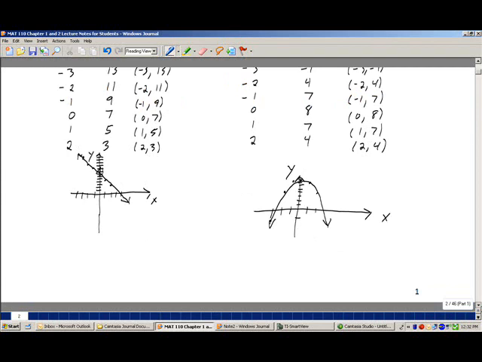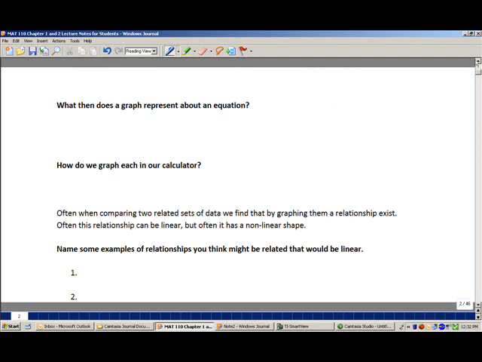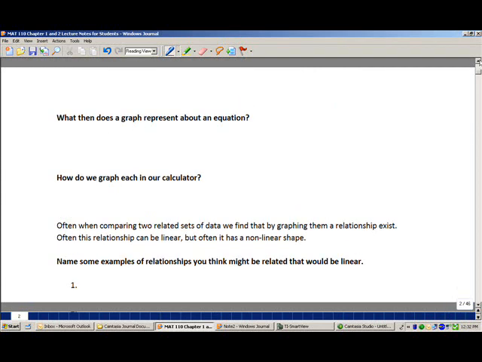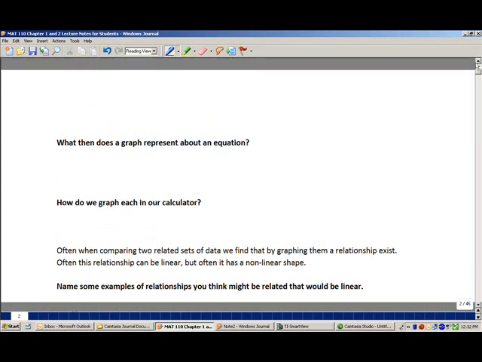Okay, so let's move down to the next topic. And I've kind of answered this question already. What does a graph represent about an equation? Well, a graph represents the solutions. It's the solutions for the equation.